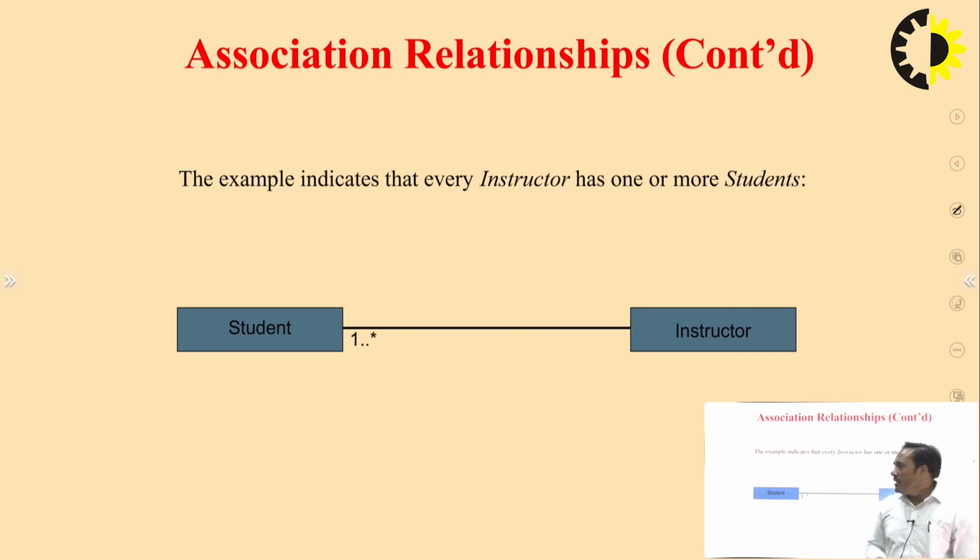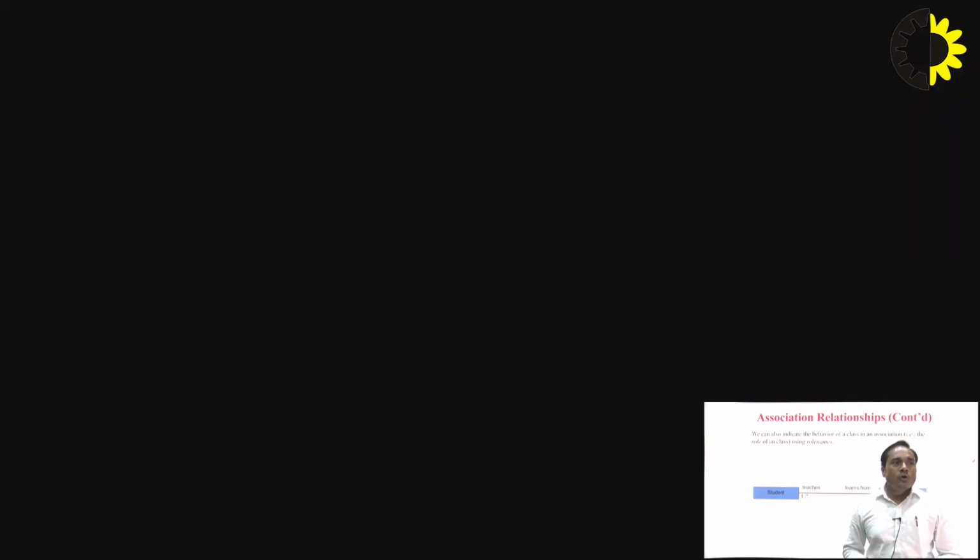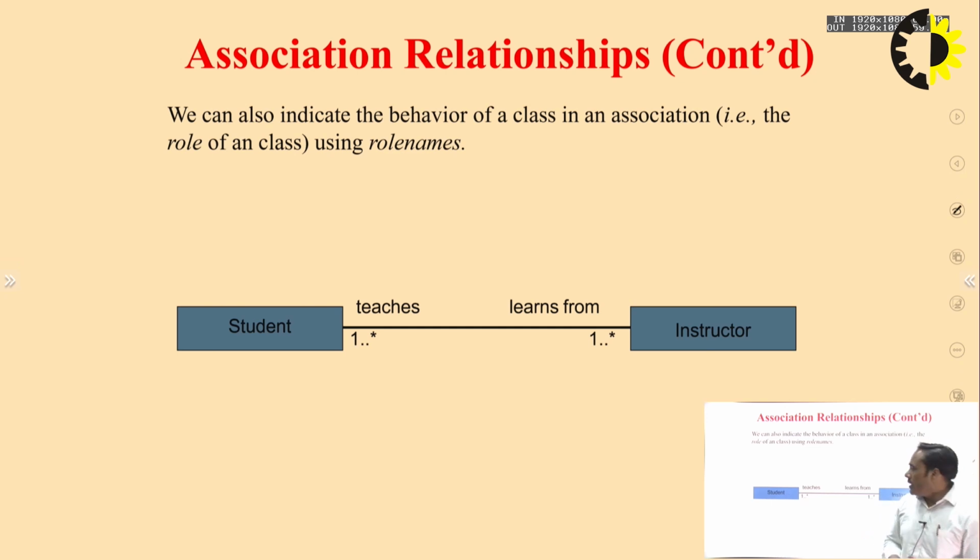Association can vary in another way. The example indicates that every instructor has one or more students. It means many to one association. Student is a class, instructor is a class, but more than one student can associate with one instructor. In this diagram we can also indicate the behavior of the class in the association, that is the role of the class, using role names, student and class. So many students are taught by many instructors. So it shows the many to many association.